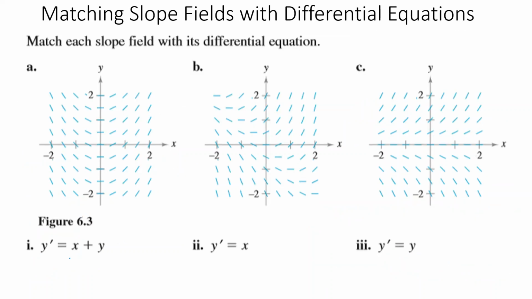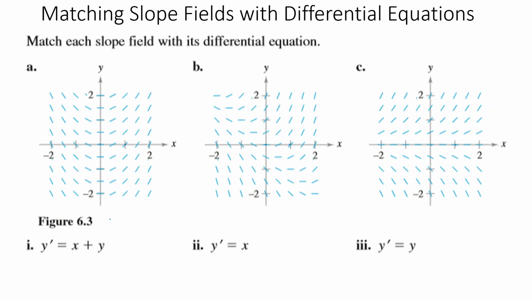All right, so now can we match the differential equations with each of these slope fields? The trick is just to pick some points where they have different slopes. Like if I tried to pick the point 0, 0, looks like they all have the same slope there, the slope of 0. But if I pick the point 1, 0, well, those two have the same slope, but this one's different.